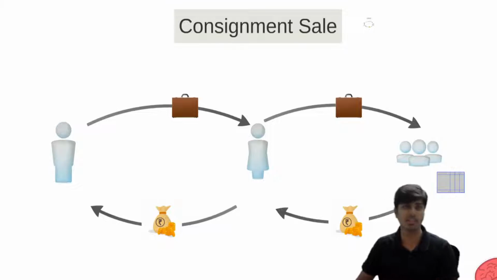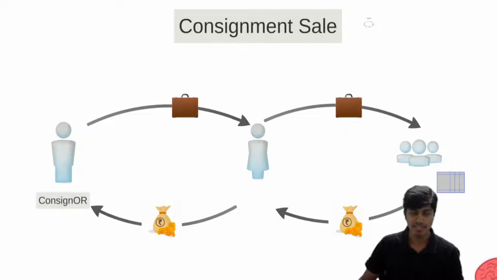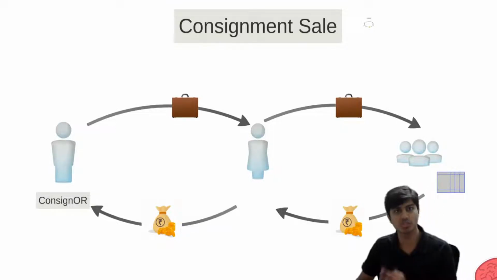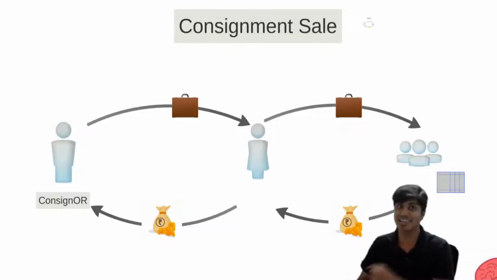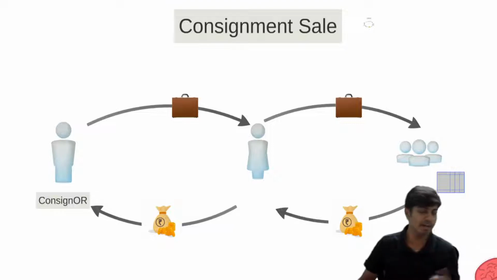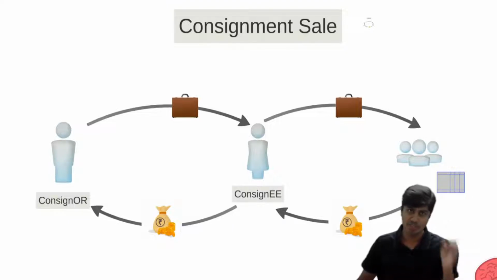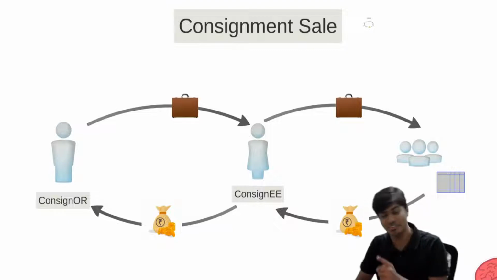So the one who's sending the goods here is the consignor. The consignor will send the goods, the consignee will receive the goods. The consignee will sell the goods, collect the money from customers, and send it back to the consignor. One who's sending is the consignor, the one who's receiving is the consignee.